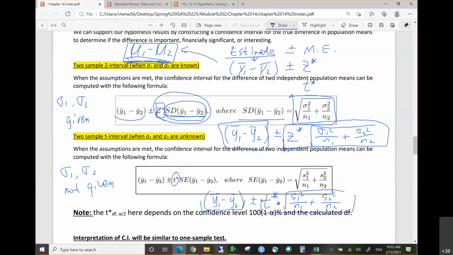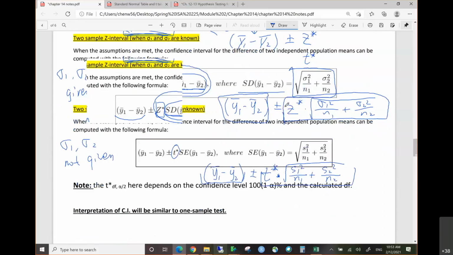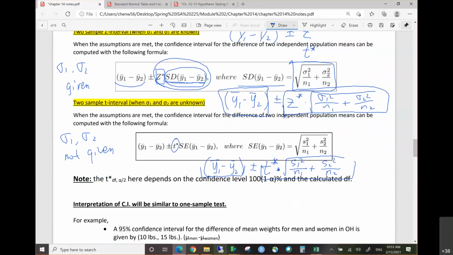Now it's time for me to ask you some questions. How to find the z star, how to find the t star. Still remember? In the confidence interval, we call these two the critical values. Now let's focus on z star. Nico, what is the z star for a 90% confidence interval?